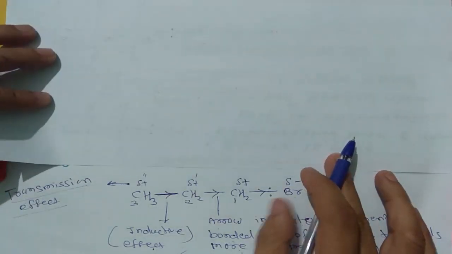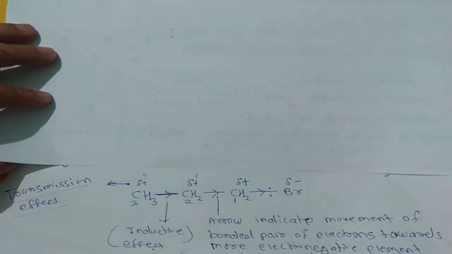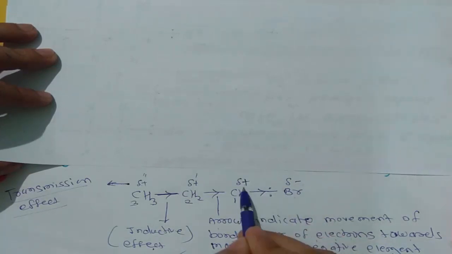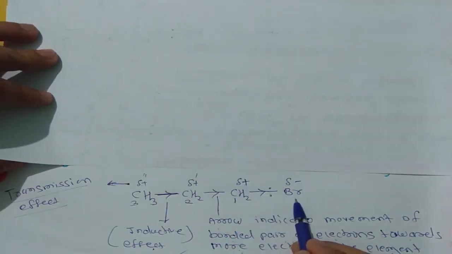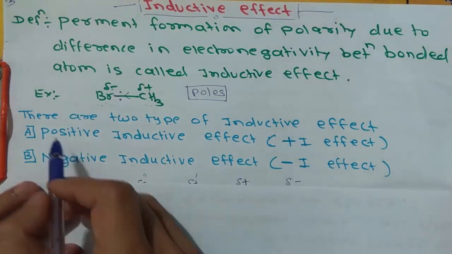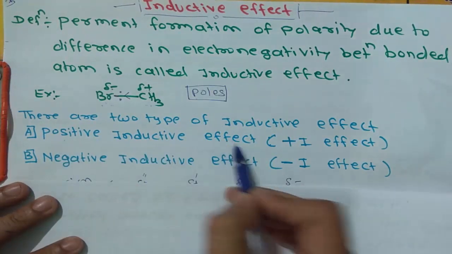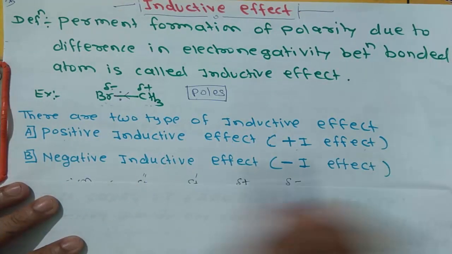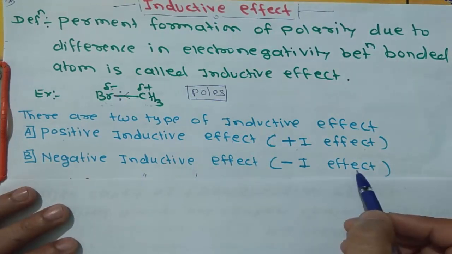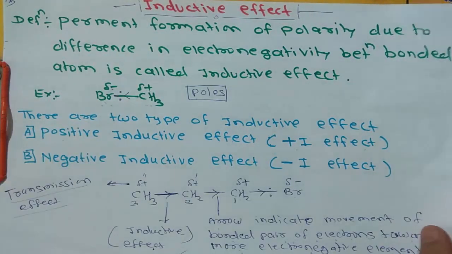From all these examples we know perfectly what is meant by inductive effect. Simply, the inductive effect is the formation of polarity due to difference in the electronegativity between the two bonded atoms. Again, there are two types of inductive effect. One is known as the positive inductive effect, also called the plus I effect. The second one is known as the negative inductive effect, also called the minus I effect. We can see one by one what the positive and negative inductive effects are.